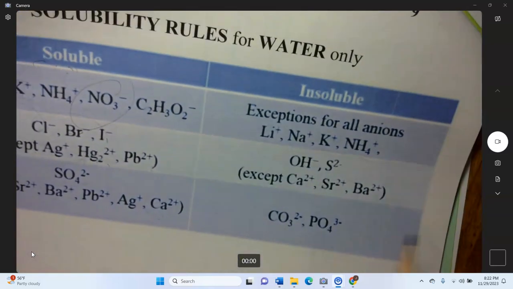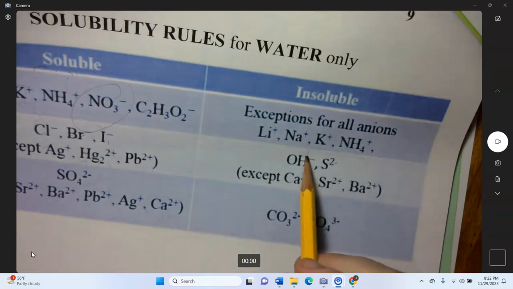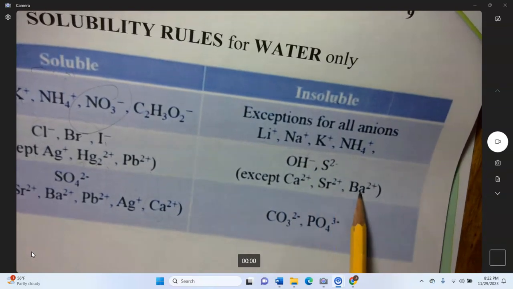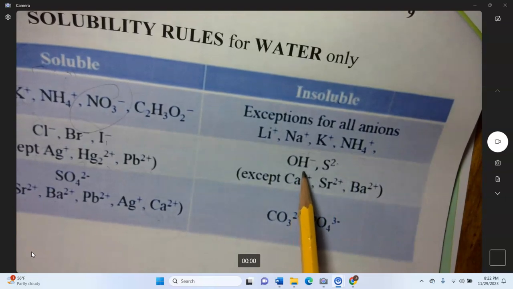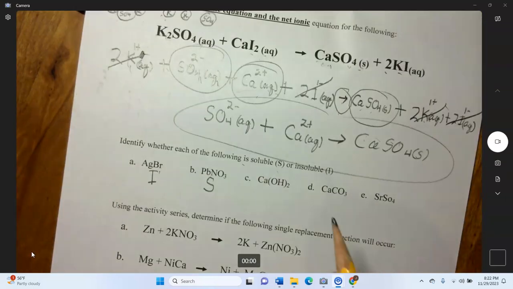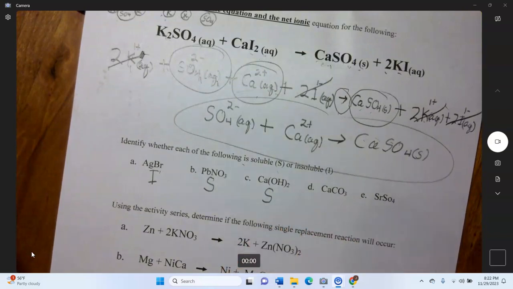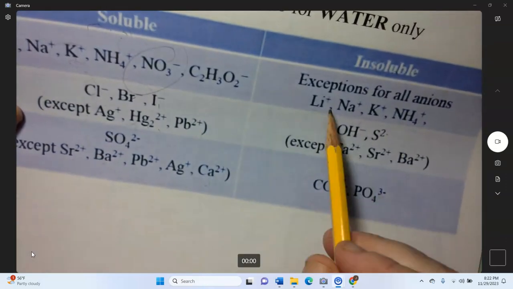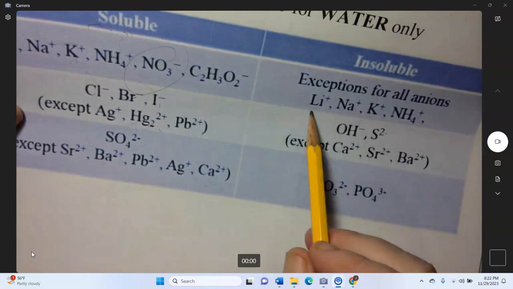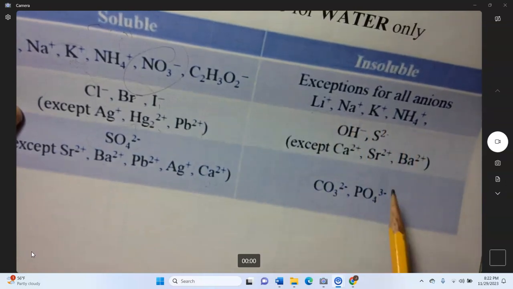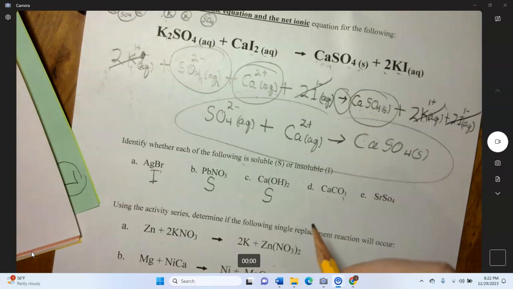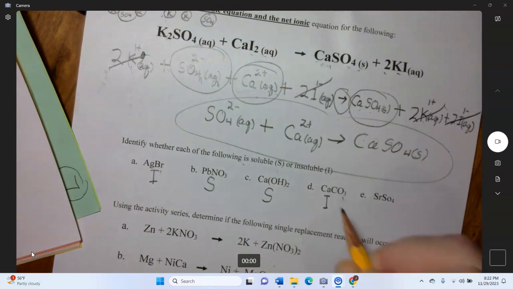CaOH2. So OH is insoluble with everything except there's three exceptions. It is soluble if it's with calcium, strontium, or barium. So CaOH2 is soluble. CaCO3. Okay, CO3 is insoluble with everything, and Ca is not one of the exceptions for all anions up here. So this one doesn't matter. It doesn't have to do with CO3. So this is eggshells. This is seashells. So that's insoluble in water.